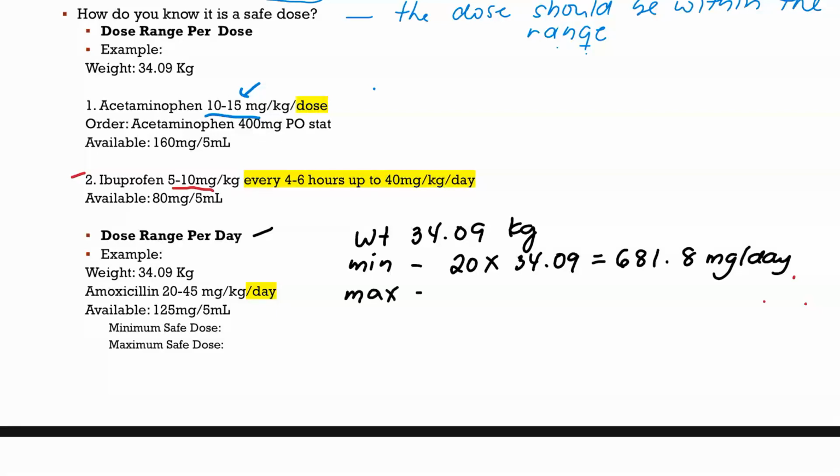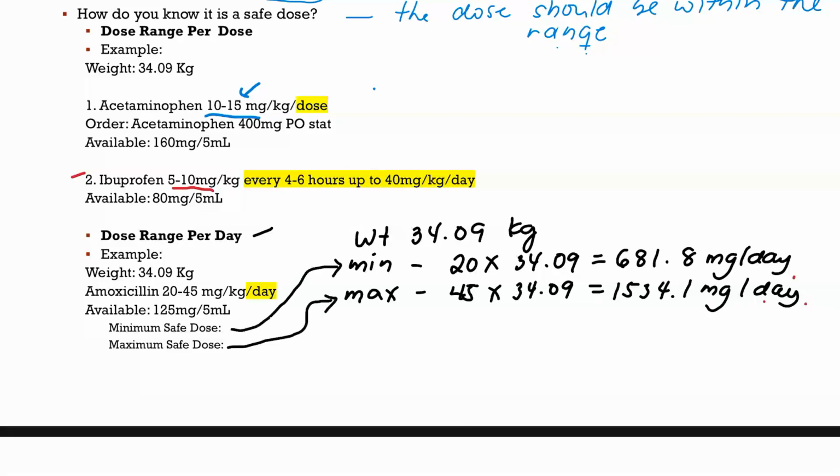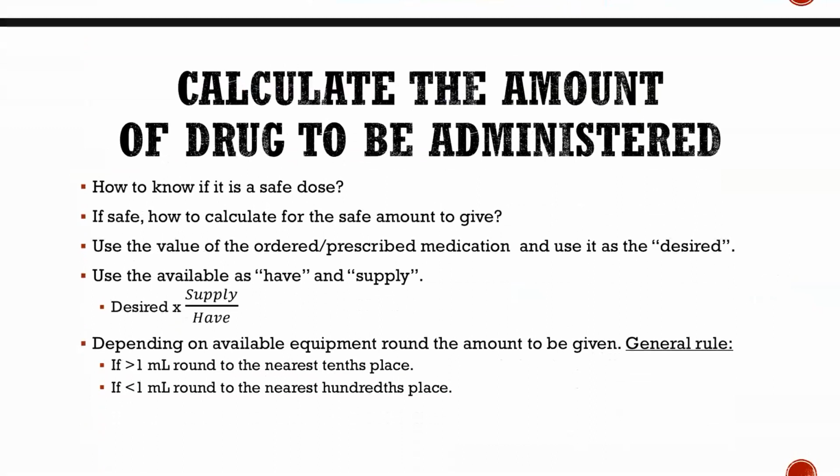That equals 681.8 milligrams per day. Next, we have to calculate for the maximum. All right, so it's 45 times 34.09, which is equal to 1,534.1 milligrams per day. So that's our minimum and maximum per day, right? So minimum and maximum. Next, let's calculate the amount of drug to be administered.